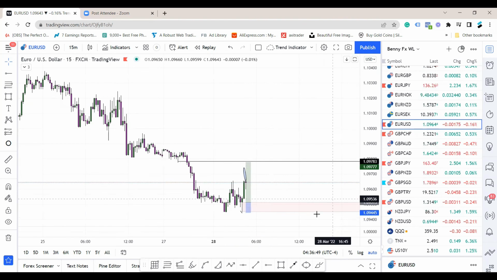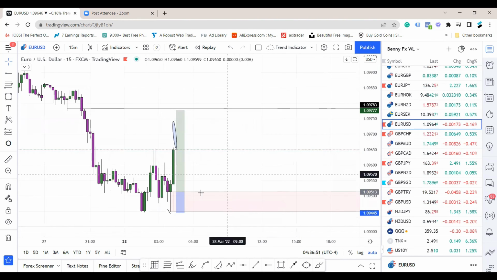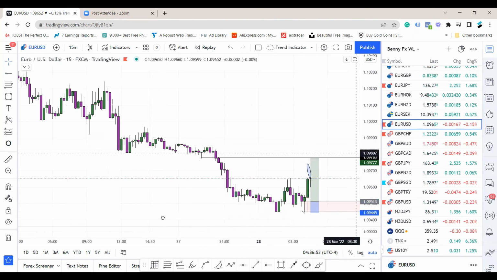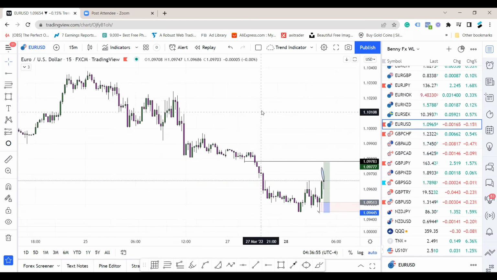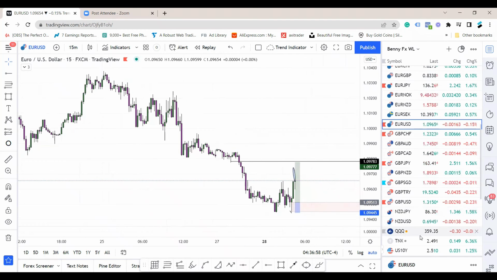Yeah. So this can be our potential order trade there. Okay. So that's the euro dollar potential. Now, one more trade is the pound dollar. Let's take a look at the pound dollar.